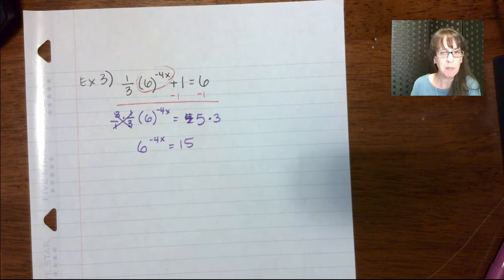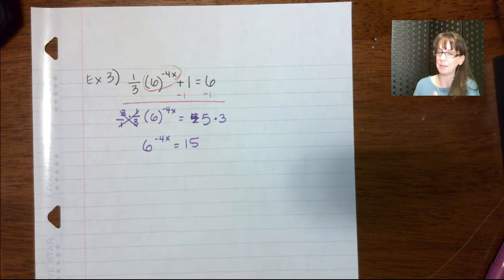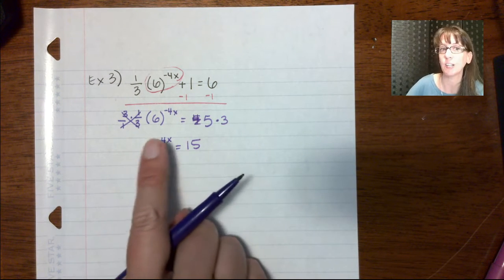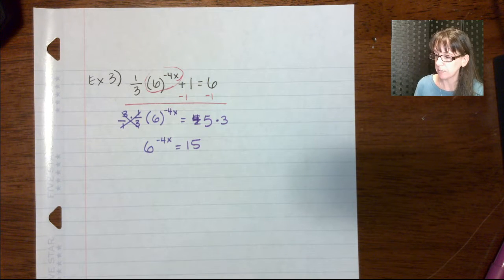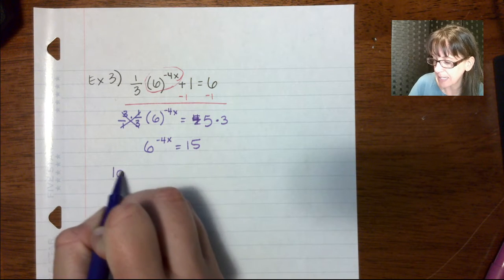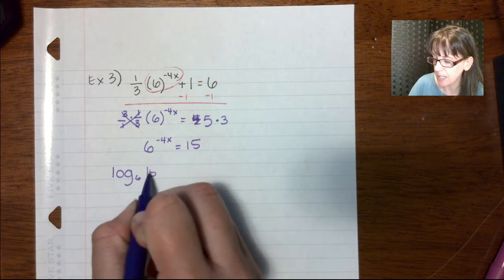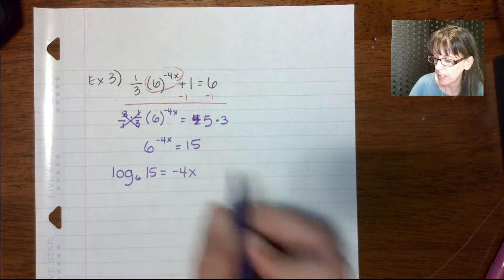All right, do I have common bases there? Sure don't, and I'm not going to be able to get them. So this is a good time, now that I've isolated my base here, to use our logarithms. Remember, logarithms, we take the outer 2 and smash them together. Log base 6 of 15 equals negative 4 times x.